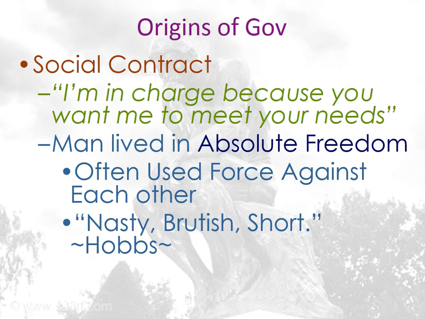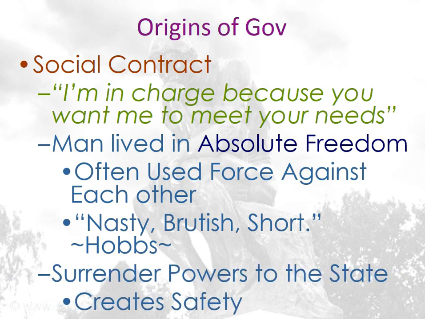So if I agree not to punch you in the face, you agree not to punch me in the face, yes, we've given up some of that total freedom, but at the end of the day, we're both better off because we don't have to worry about punching each other in the face. And so if we give up some power in order to create more safety and security within society, this is known as the social contract theory.